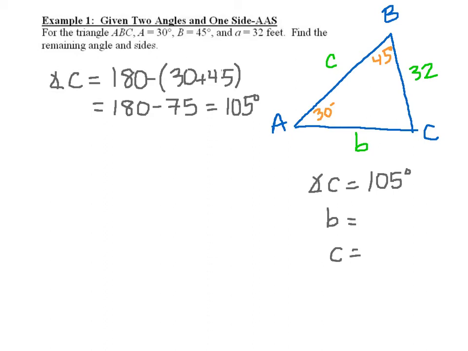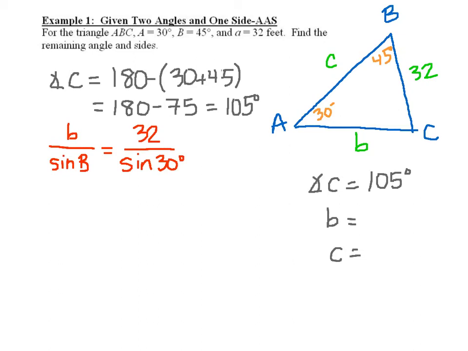Now we need to find sides B and C, and the way we can do this is with the law of sines. If we need to find side B, we can write side B over the sine of B, and set that equal to either C over the sine of C, or A over the sine of A. Since we don't know what side C is, we have to use angle A and side A. So we're going to set this equal to 32 over the sine of 30.